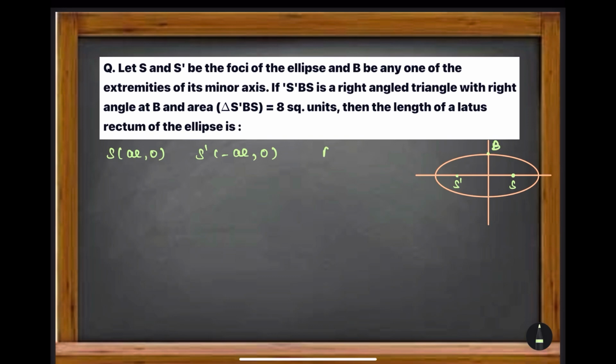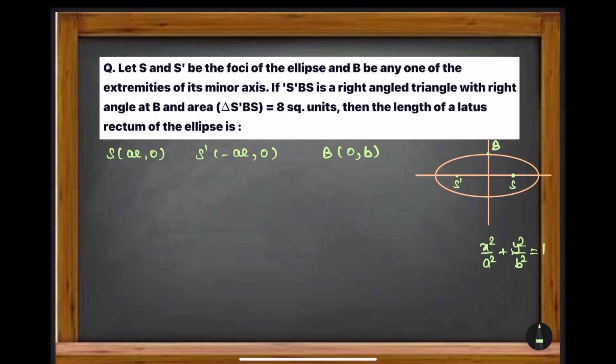Suppose B is, you know that the ellipse is x square by a square plus y square by b square equals 1. The x coordinate will be 0, so y coordinate will be what? It will be (0, b), right? So you got your things done.